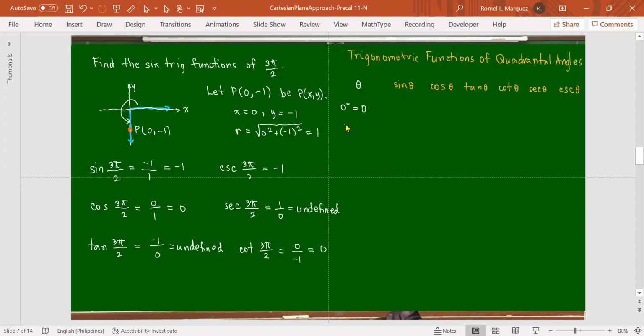Then we have 90 degrees, that is pi over 2 in terms of radian. 180 degrees is equal to pi. Then 270 degrees is equal to 3 pi over 2. Now the 360, I don't even write it because it is coterminal to 0 degrees, so they have just the same function values.